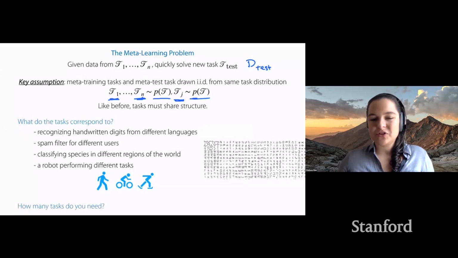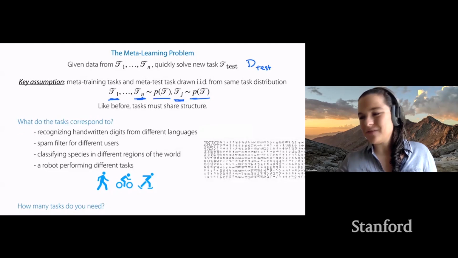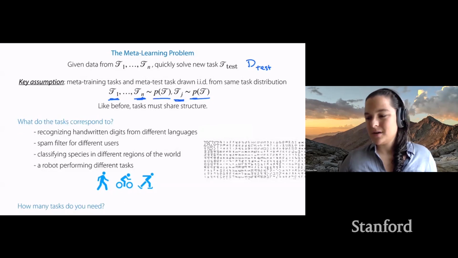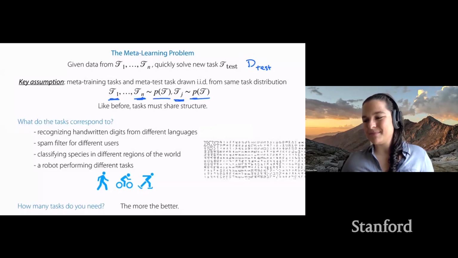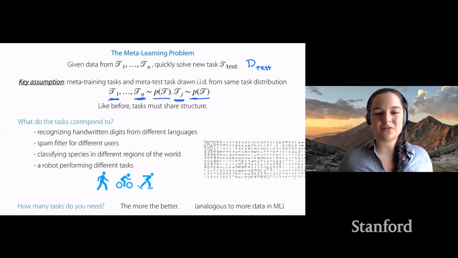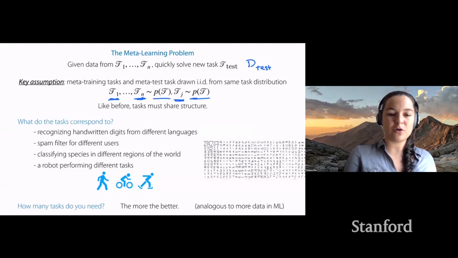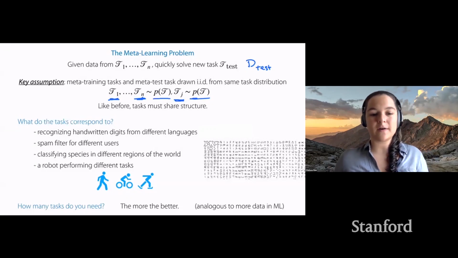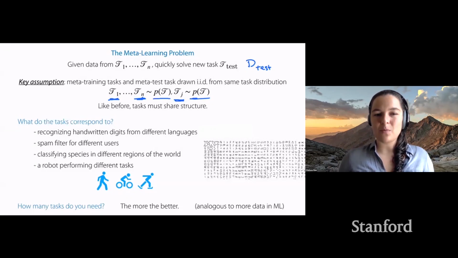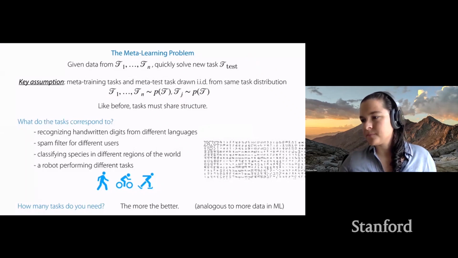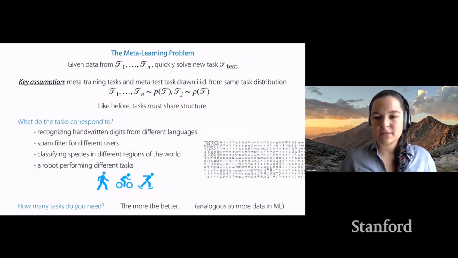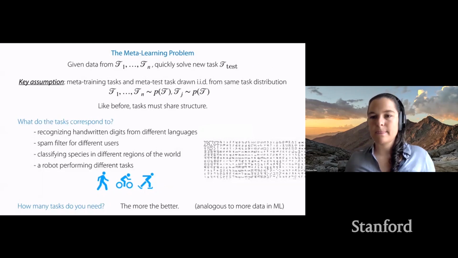Now, one other natural question is, how many tasks do you need? What should the value of n be? The more, the better. In many ways, this is analogous to having more data in machine learning. If you have more tasks, then you'll potentially be able to do better on a new held out task. One thing that's different though is that per task, you don't necessarily need a lot of data. You just want to have a lot of tasks to cover a broader distribution. Okay. Any questions on this before we go over some terminology?